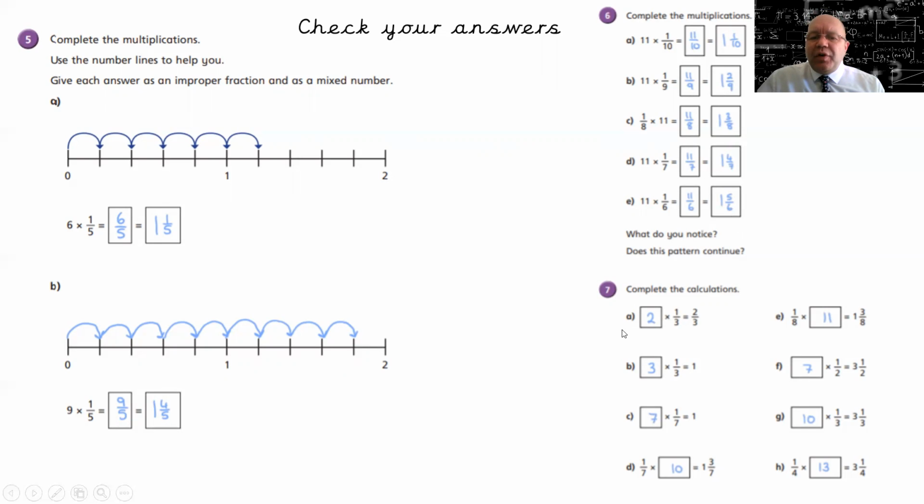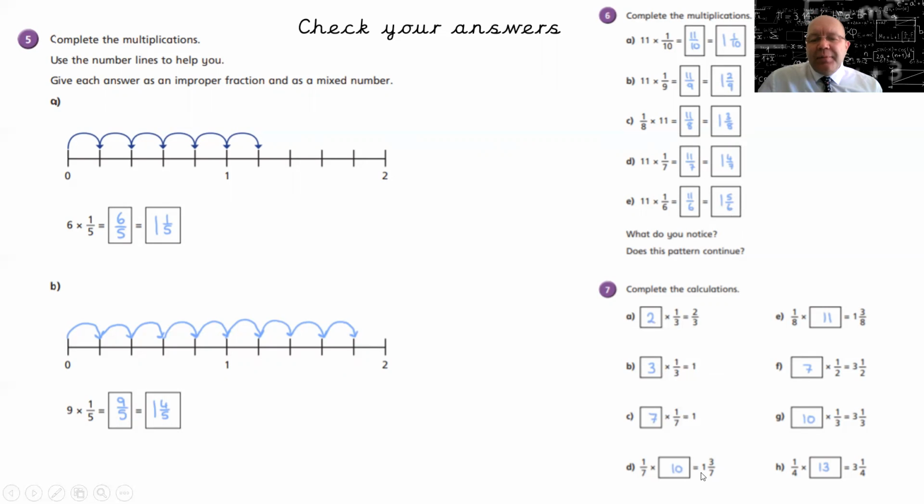And question 7, the missing numbers: 2 times a third is 2/3. 3 times a third is a whole one. Remember, that's a whole one is 3/3. So 3 times a third is 3/3. 7 times a seventh is a whole one.